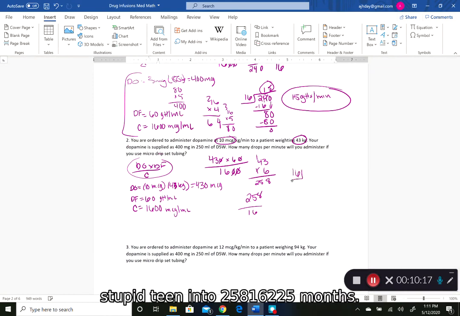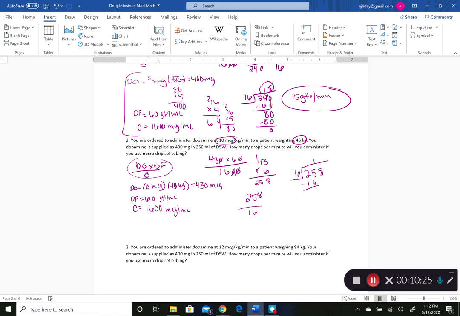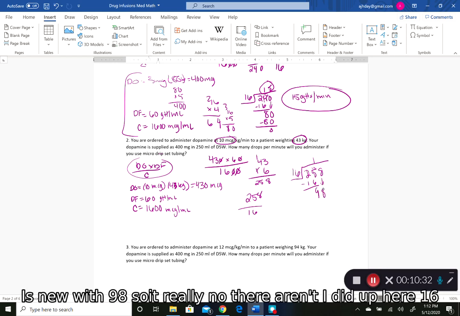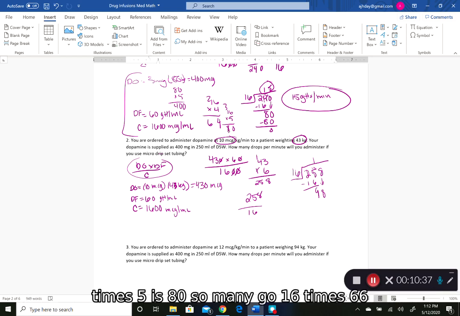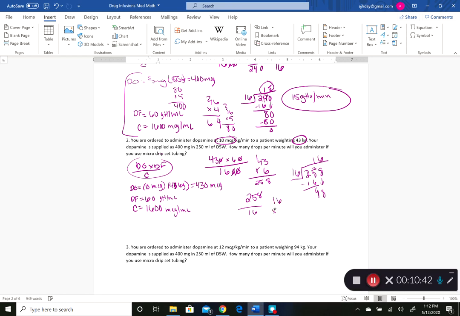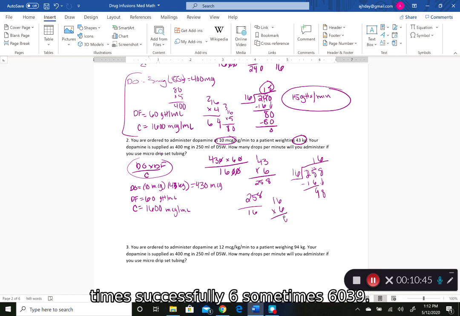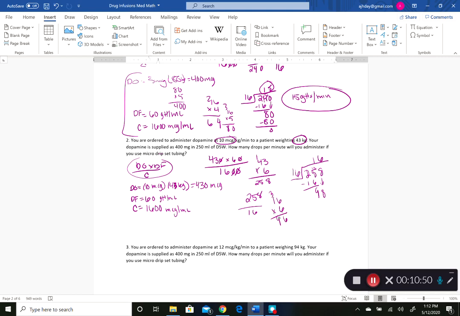So 16 into 258. 16 goes into 25 once. 25 minus 16 is 9. Leaves me with 98. So I already know from up here that 16 times 5 is 80. So I'm going to go 16 times 6. 6 times 6 is 36. 6 times 1 is 6, plus 3 is 9. It gives me a remainder.